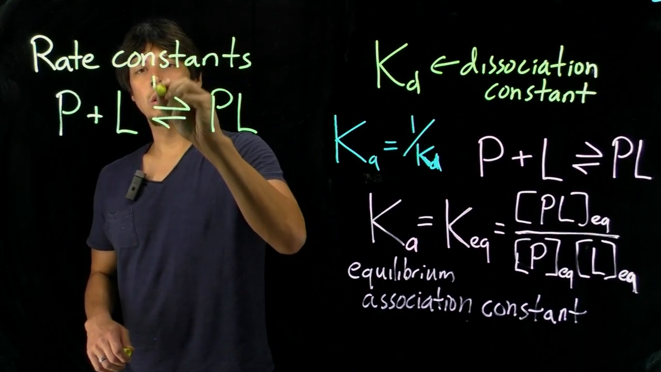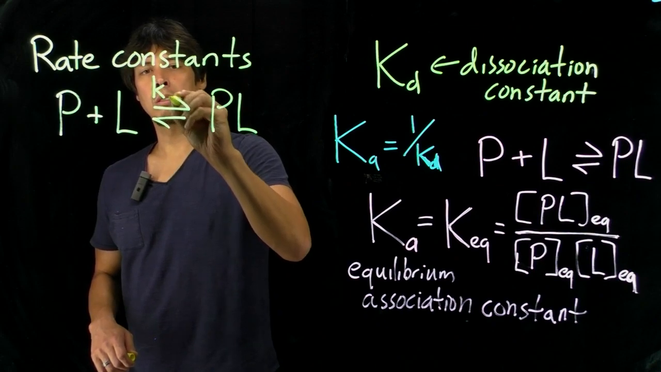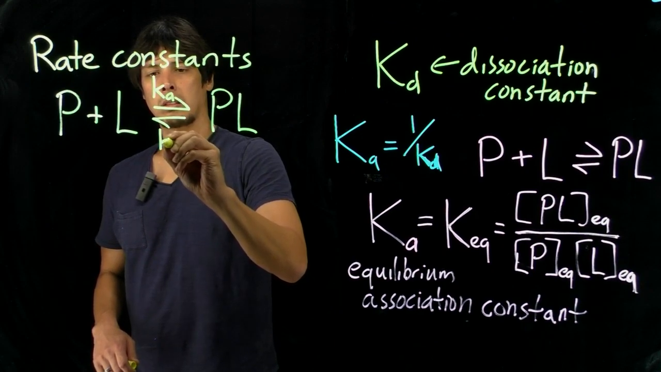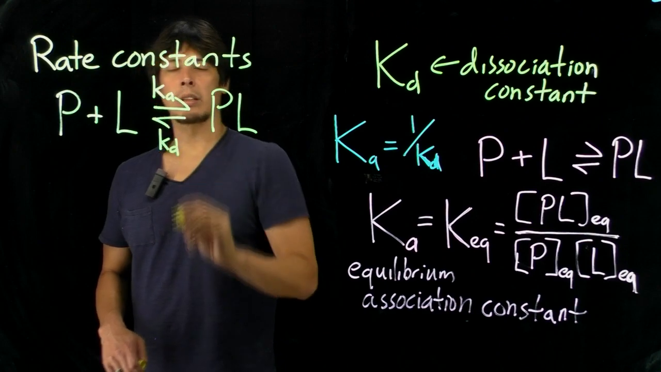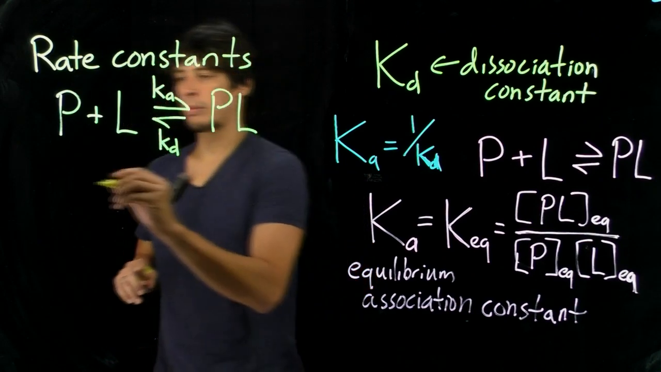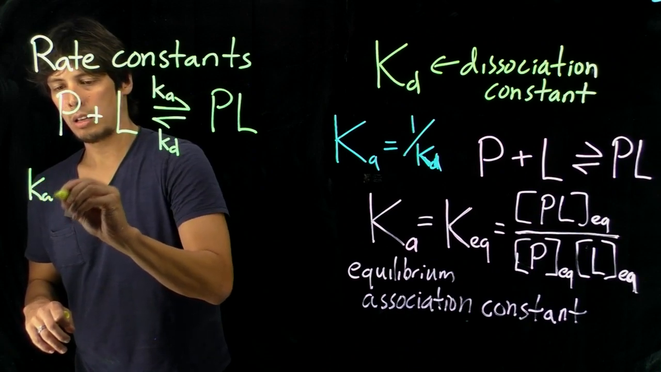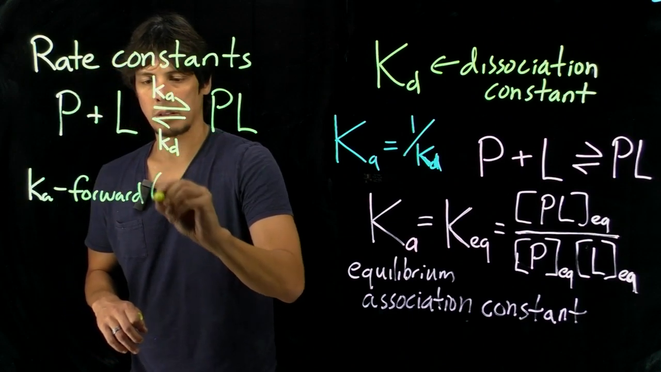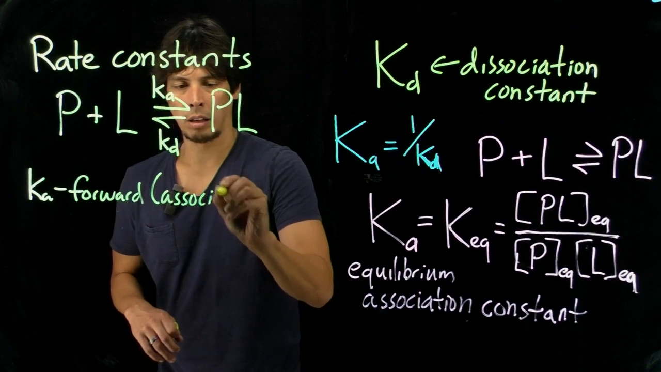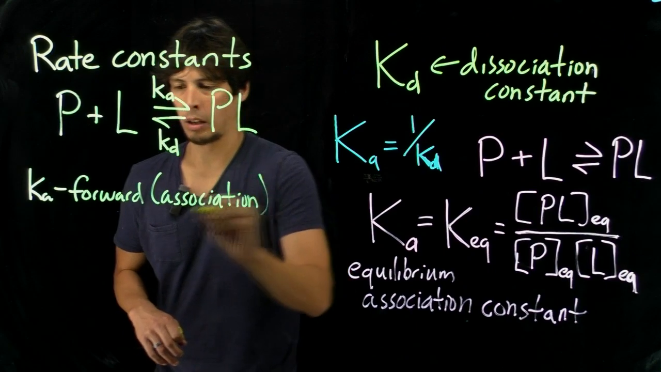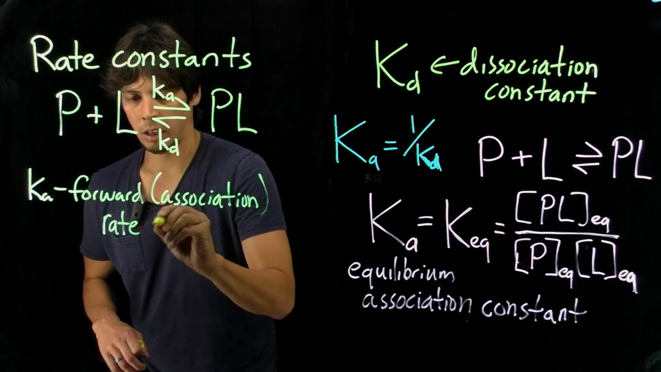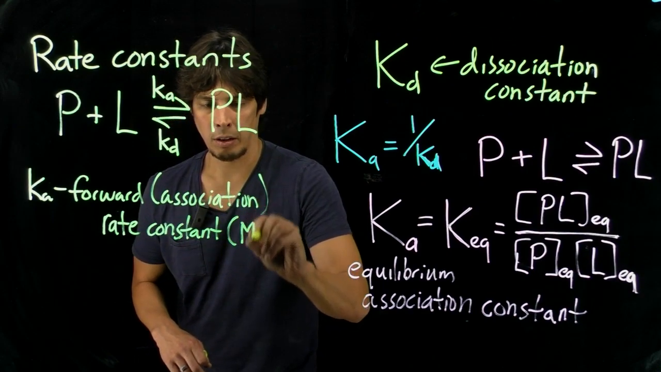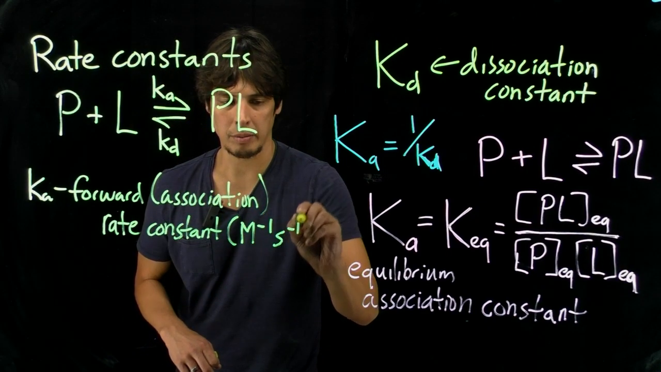So we call the forward rate constant small ka, and then we call the reverse rate constant small kd. And so this is the forward rate constant. ka is the forward rate constant, or the association rate constant. And that has units of per molar per second.